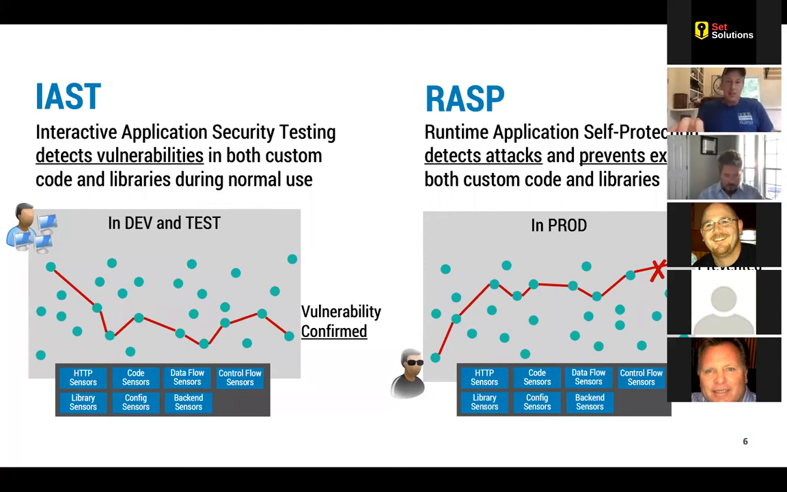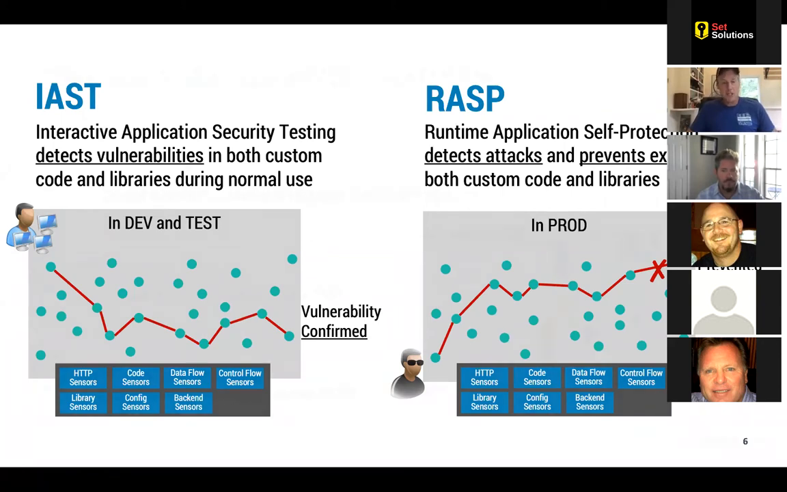RASP, or Runtime Application Self-Protection, is simply using instrumentation to detect attacks and to prevent vulnerabilities from being exploited in an application. Typically, you use IAST during development, when you're building the code, maybe when you're testing it, and then you use RASP in production, where your applications are running and you want to defend against attacks. So that's it. These are the new technologies in AppSec.